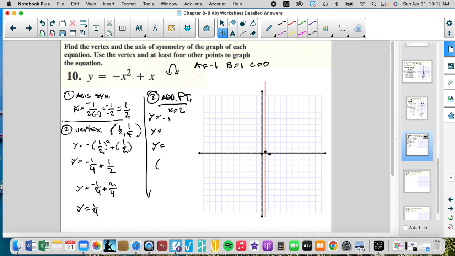So we get negative 2 squared plus 2, which is negative 4 plus 2, which is negative 2. So I get the point 2, negative 2. 2, negative 2 makes sense. That is 1.5 away. So 1.5 the other way would be here. Those are my 5 points. And that took me 10 minutes.